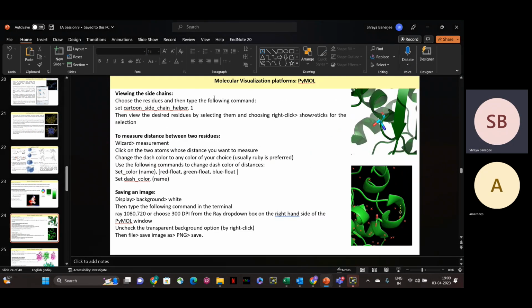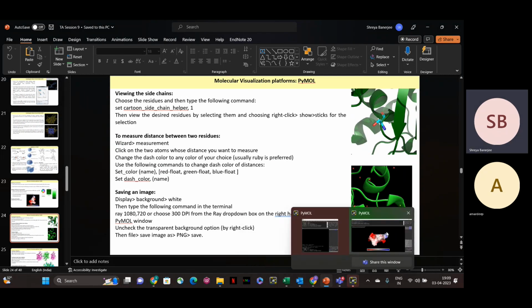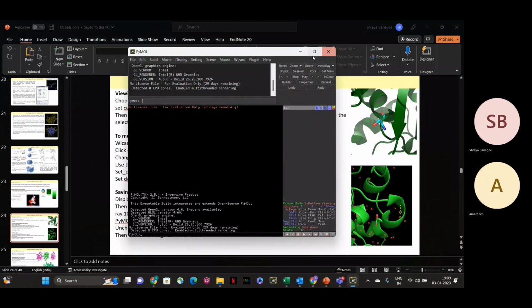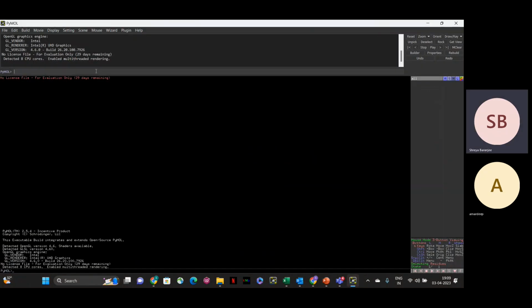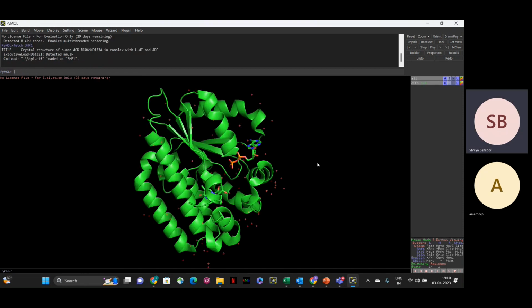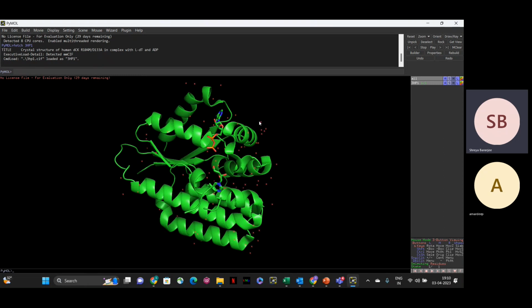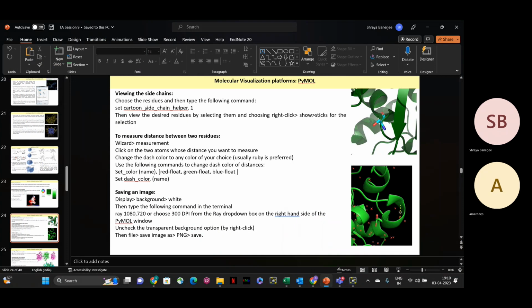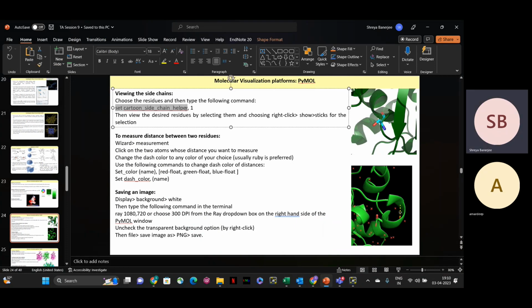So now we will see how we can view the side chains. So I'll just close this for now. I'll again open the PDB. Fetch 3HP1. You can see I've typed the command here, fetch 3HP1. And I've gotten the PDB. So now I want to look at the side chains of this PDB. So there is this command. Again, I'm copy pasting from this slide.